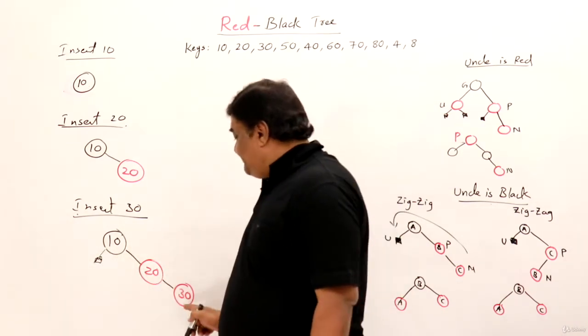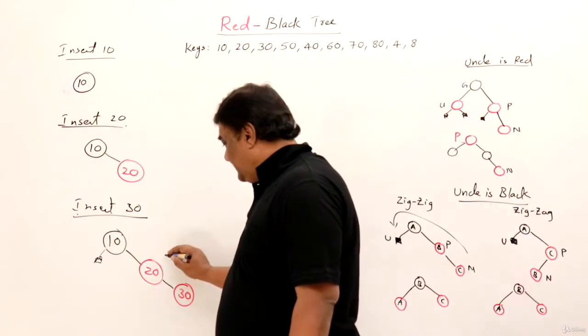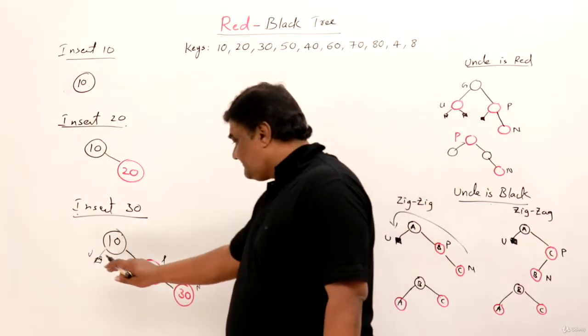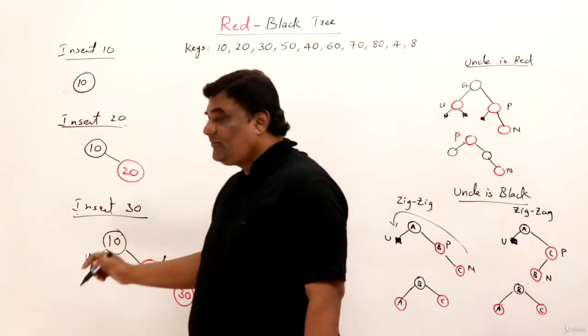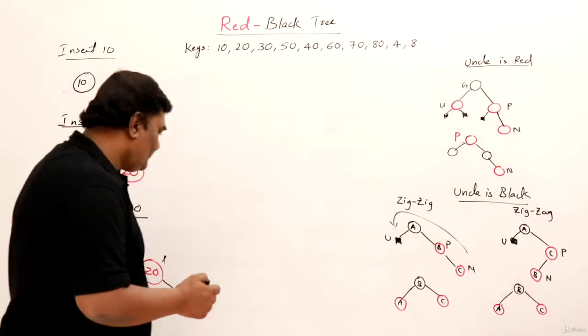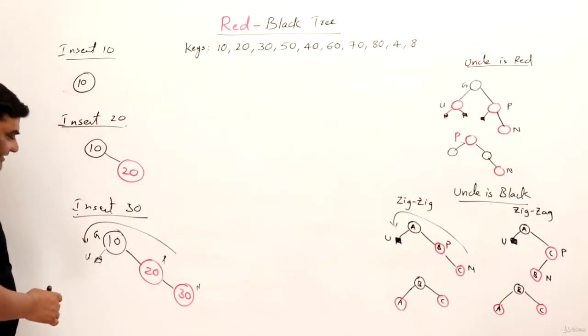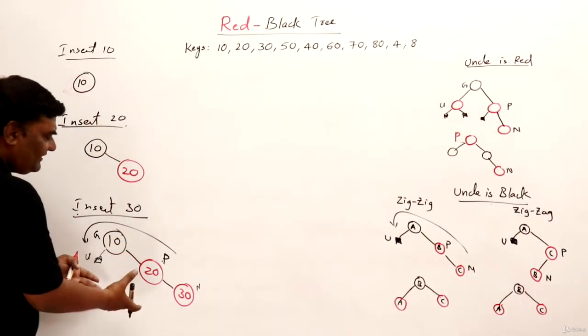So it means parent is red and uncle is black. This is the new node, right? So we have to perform rotation. So let us perform rotation over this grandparent. Rotations are performed over grandparent. So this is just our rotation.